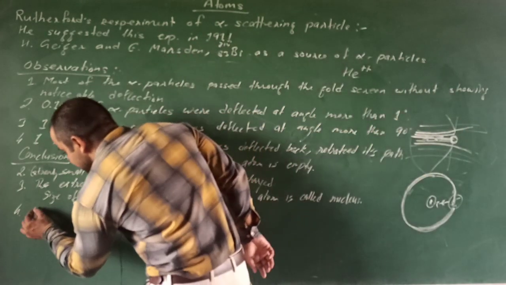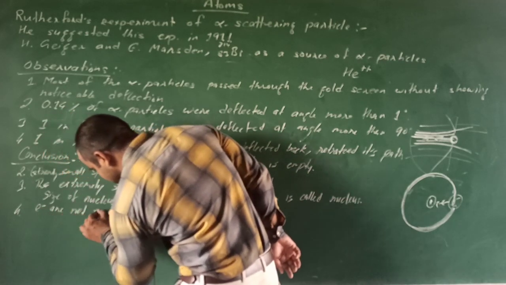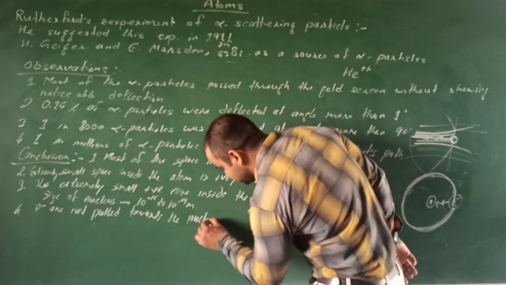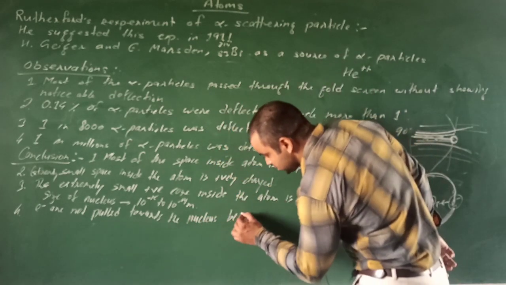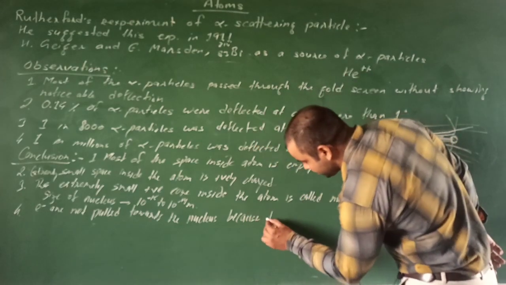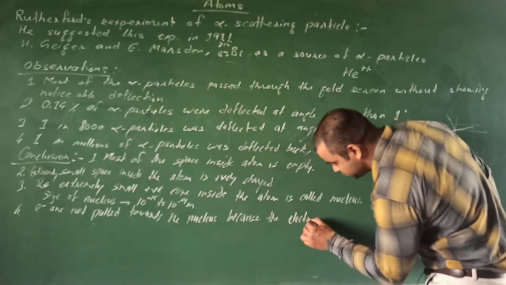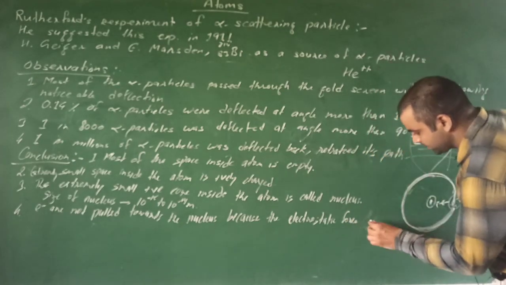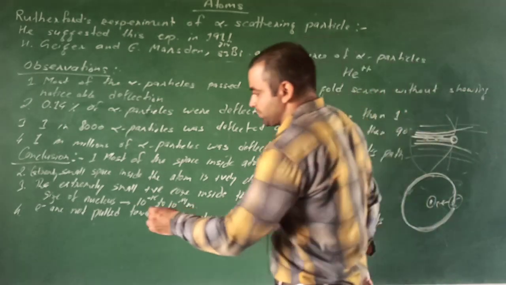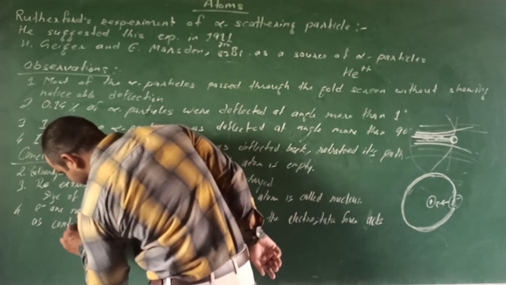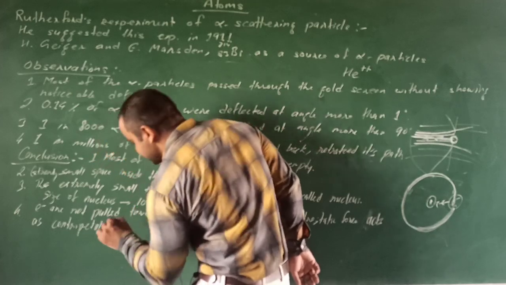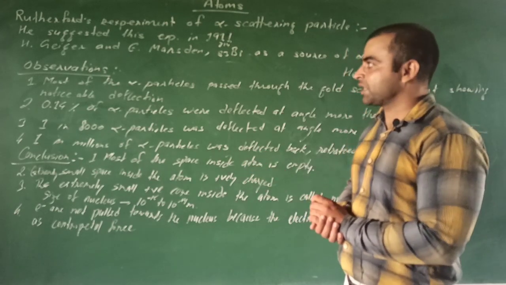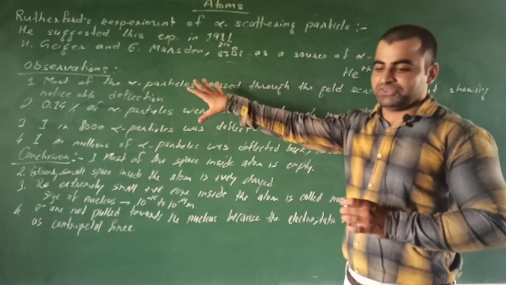The next conclusion is that electrons are not pulled towards the nucleus because the electrostatic force acts as centripetal force, and so electrons move in an elliptical orbit around the nucleus. And these observations can be shown graphically.